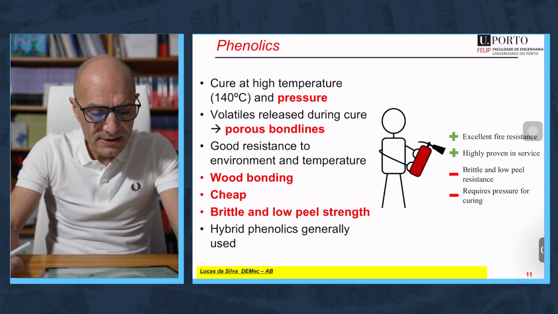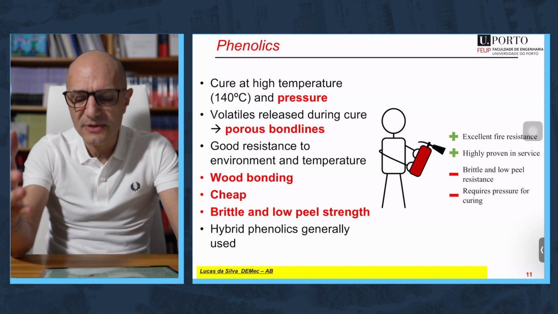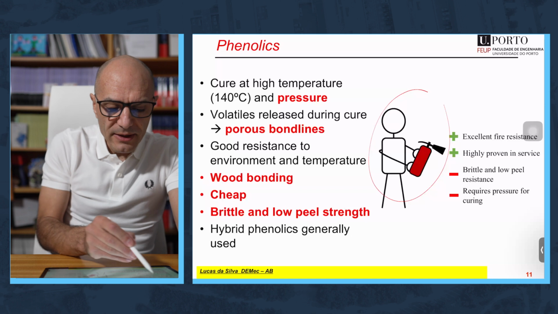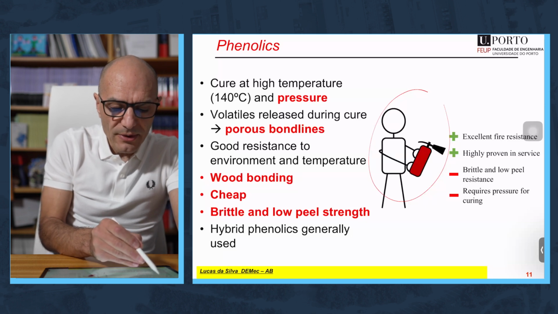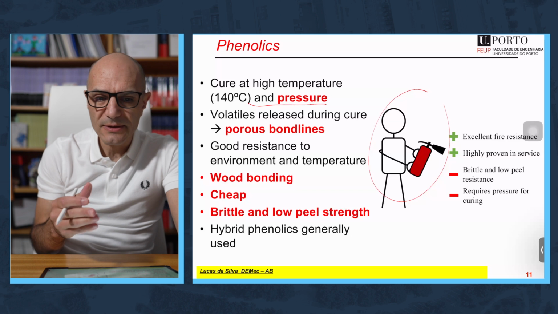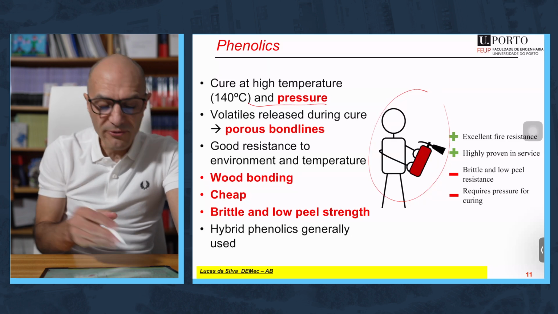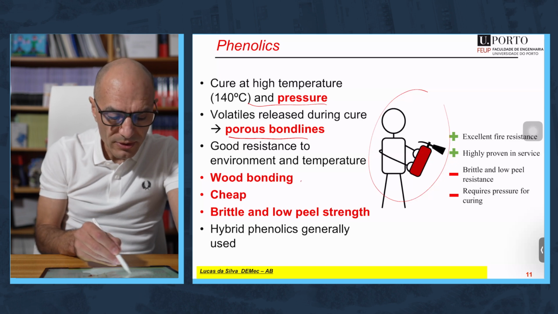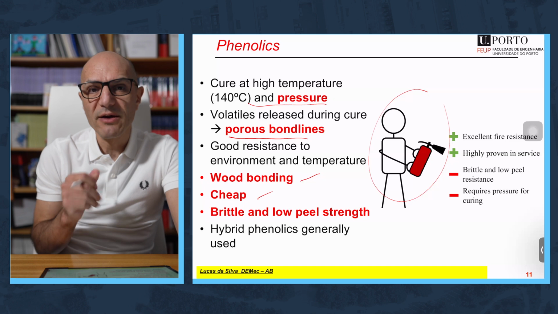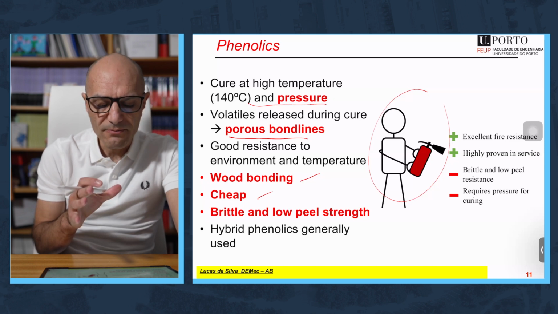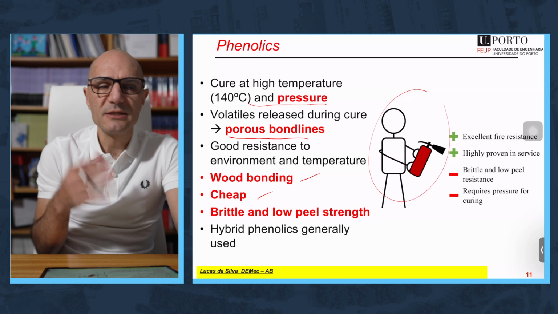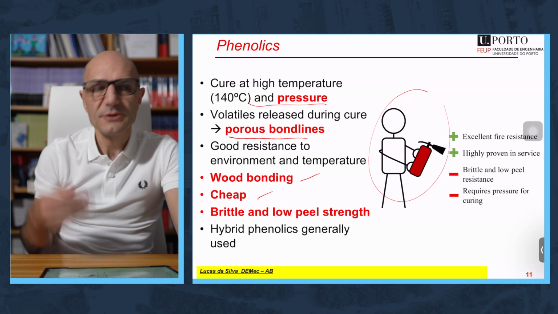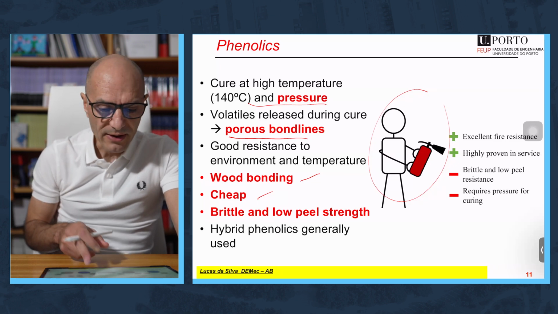Then you have the phenolics. They are adhesives that are used when you need to withstand high temperature. Typically they are cured with pressure because they cure by condensation. If you don't apply enough pressure, you might have a porous bond line. Typically they are used to bond wood because they are very cheap. But be careful, the mechanical properties are difficult because despite the fact that they are very strong, they are also very brittle. So in general, for structural applications, they would be modified.